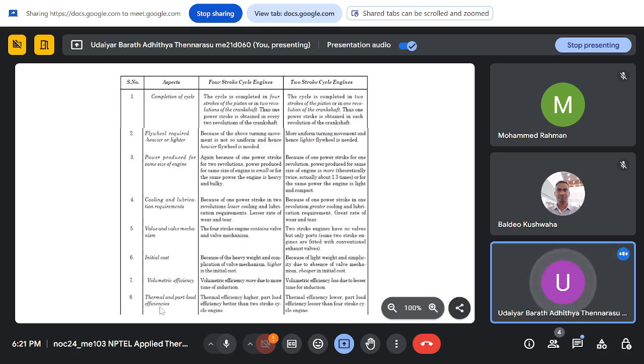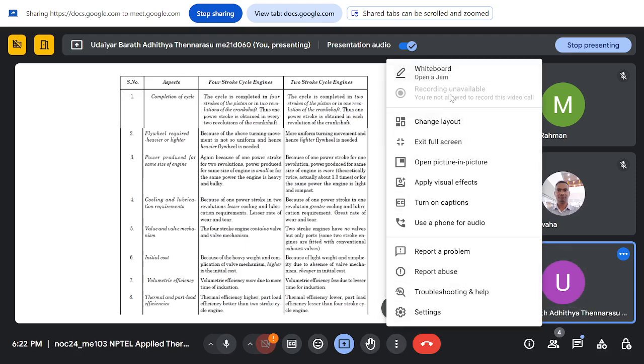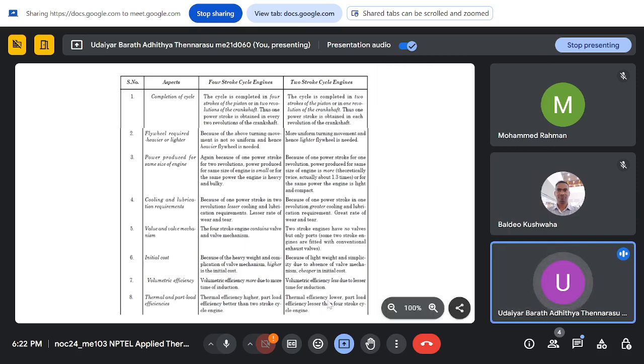So thermal and part load efficiency. In a 4-stroke engine, thermal efficiency will be higher and part load efficiency is better than a 2-stroke cycle engine. In a 2-stroke, thermal efficiency is lower, so your 2-stroke engine efficiency is lower.